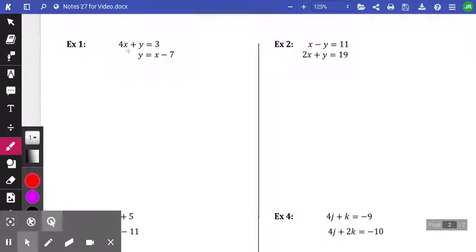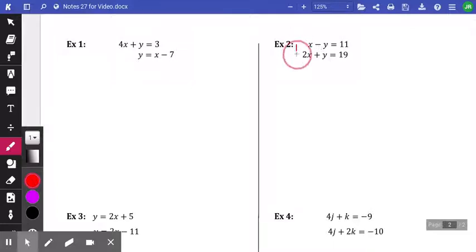All right, so this first example is actually just the example that I did up above, so I'm not going to redo it. But this second example, I'm going to try to go ahead and add the equations together. And if one of my variables cancels, I can keep going. If not, I need to go back and change the signs on one of the equations. So I have 1x plus 2x, which will give me 3x. I have negative y plus y, which cancels out. I bring down the equal sign, and 11 plus 19 is going to give me 30.